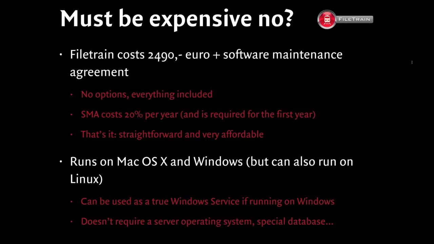The application is built in Java under the hood. It's not something that you typically need to know, but that means that it can also run on Linux platforms if you would have a need to have that. If it is running on Windows, then it can be used as a regular application, just as on the Mac or on Linux. But if you're running it on Windows, you also have the option to run it as a true Windows service, which means that no one has to be logged into the machine in order to have FileTrain process files. And it runs on any operating system, basically any more or less modern operating system.